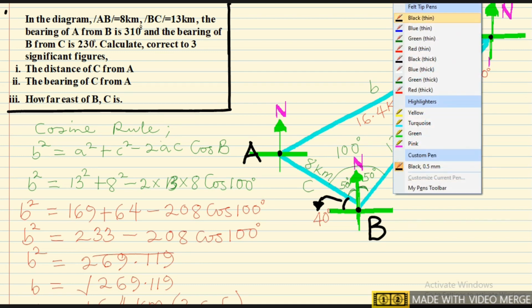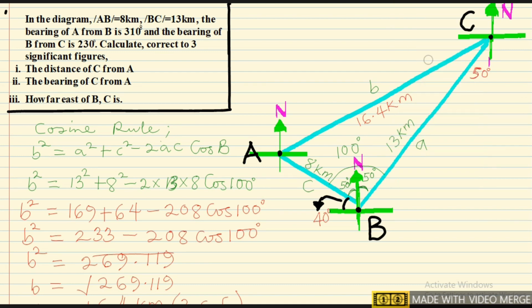That basically means that if we stand at A, and face the north of A, and turn clockwise until we are facing C, that means we turn this way until we face the line that goes to C. This angle in this corner here is what we are looking for. Let me call that theta. So we are looking for angle theta. That will be the bearing of C from A.